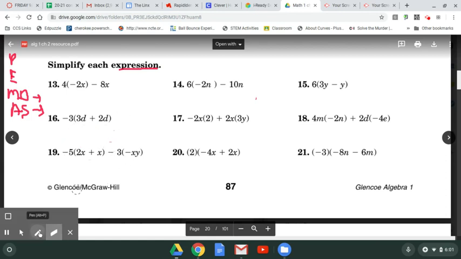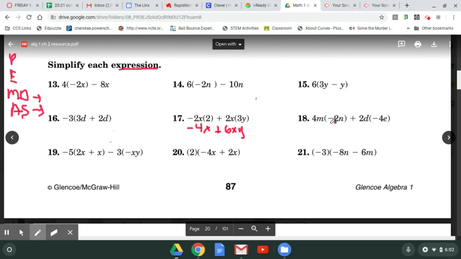Number 17. We have negative 2x times 2 plus 2x times 3y. There's really no parentheses. Those are multiplications. No exponents. We have multiplication from left to right. So negative 2x times 2: negative 2 times 2 is negative 4. Tack on the x. Positive 2 times 3 is positive 6. Tack on the x and y. Can we combine these two? No. So that's our answer.